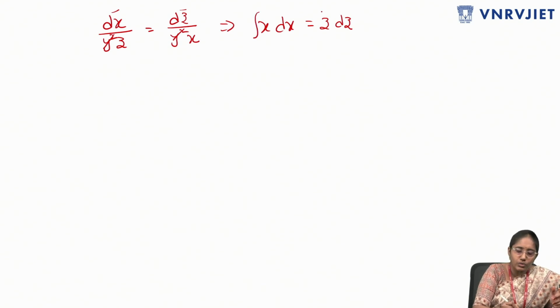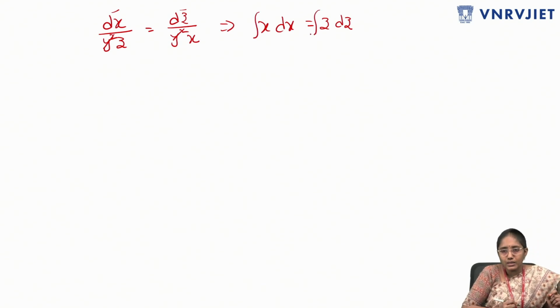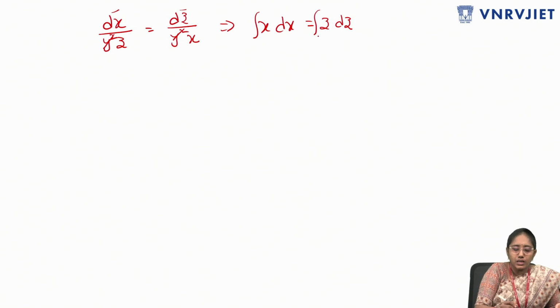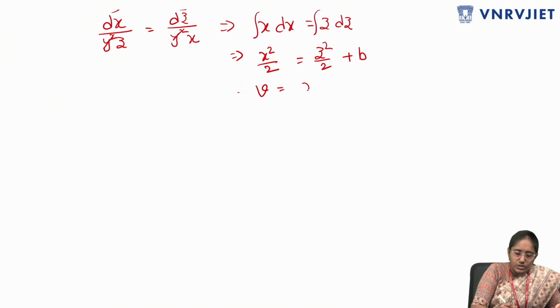So you can find the two solutions by the fraction method, by choosing any two fractions from the subsidiary equations. Just by integrating on both sides, you will get x²/2 = z²/2 plus an integrating constant b. Therefore, let us consider v = x²/2 − z²/2 = b. These are the two independent solutions.